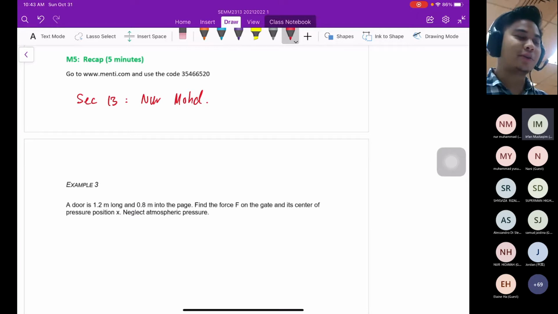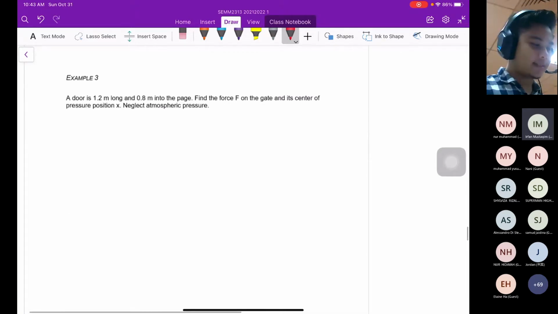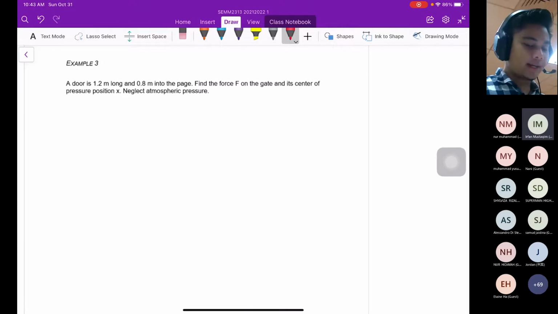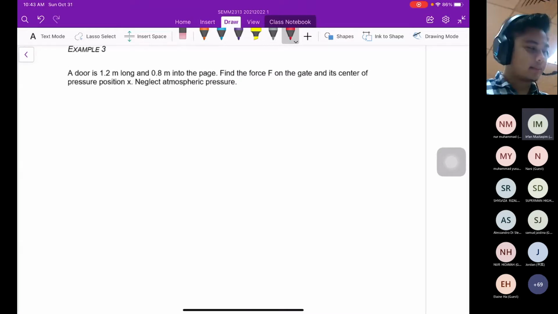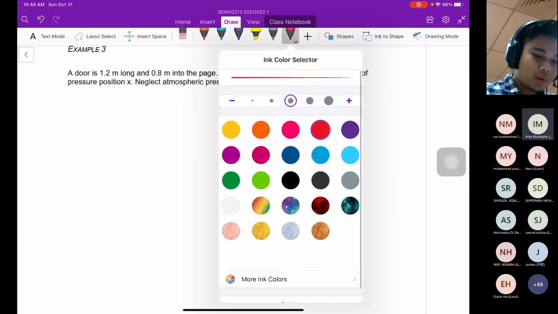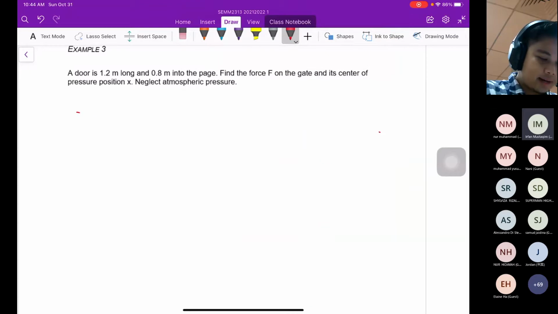Okay, class, please follow the example. Nur Muhammad, concentrate in the class, as well as during the quiz time. Okay, let's take a look at this one example, and then we end our session. For example, a door 1.2 meter long and 0.8 meter into the page. Find the force F on the gate and its center of pressure position X. Neglect atmospheric pressure. Alright, we have the diagram.